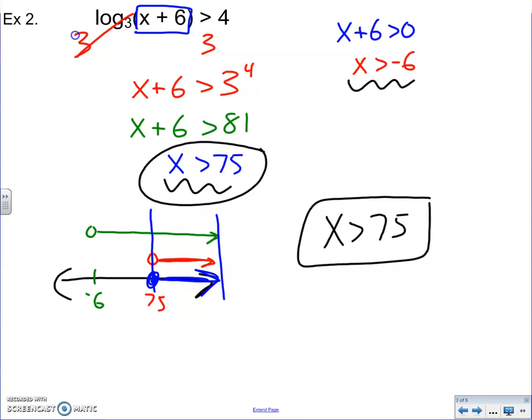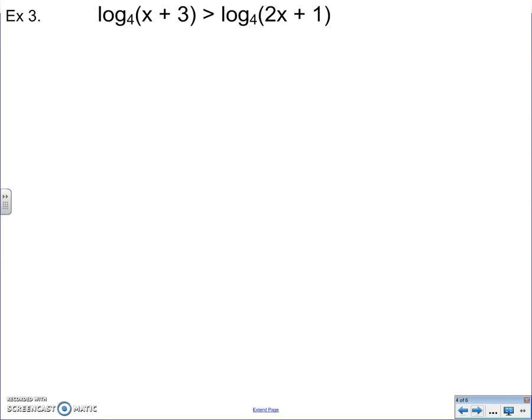Alright, number 3. Log is greater than log. Because there's one log on both sides, I can go straight ahead and exponentiate both sides by base 4. I could also move it to one side and combine them through division, because it would be log minus log, and then do exponentiating. You get the same answer actually. So anyways, this one's faster though.